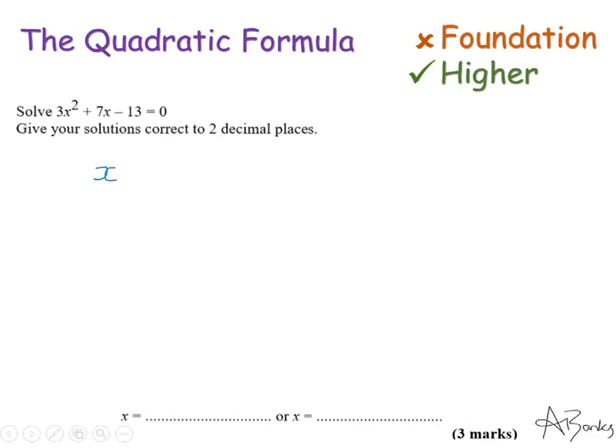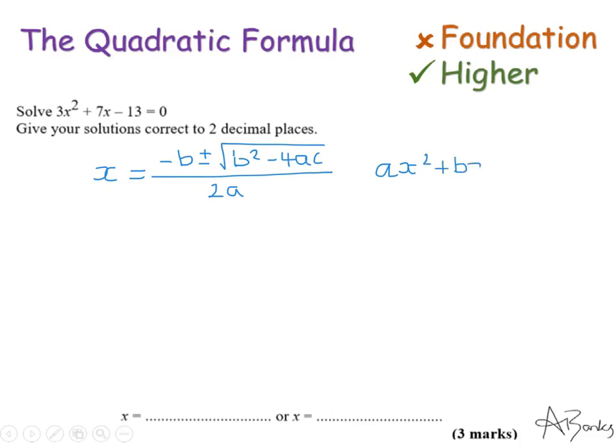And this is the quadratic formula. X equals minus b plus or minus the square root of b squared minus 4ac, and this is all over 2a. And a, b and c are the coefficients of our x squared, our x, and our constant at the end. So we have ax squared plus bx plus c equals 0. It's very important that your quadratic equals 0 before you can use the quadratic formula.